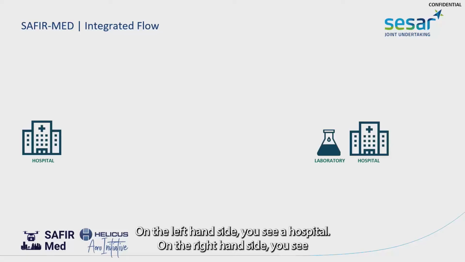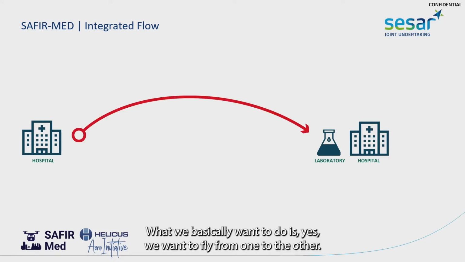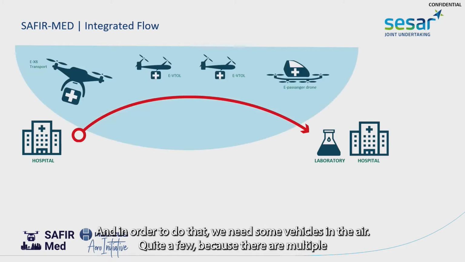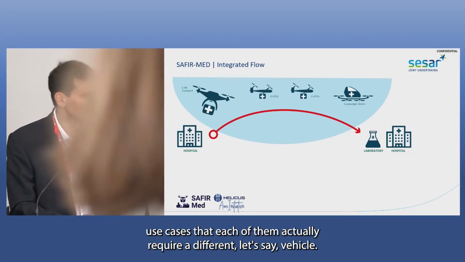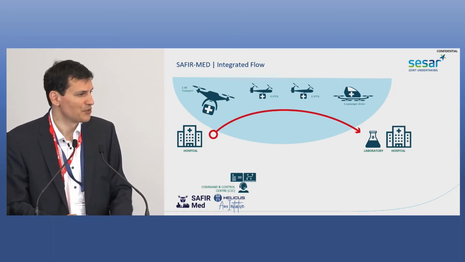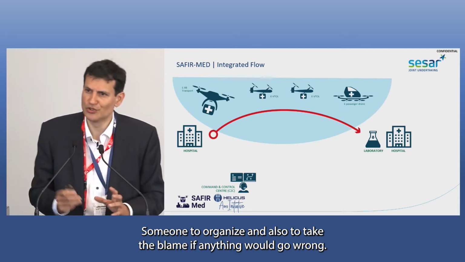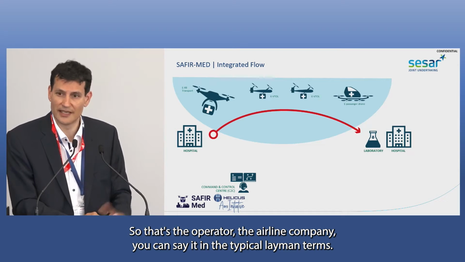The architecture is basically a flow. On the left-hand side, you see a hospital. On the right-hand side, you see some medical technical activities, a laboratory from a hospital. What we basically want to do is fly from one to the other. In order to do that, we need some vehicles in the air, quite a few, because there are multiple use cases that each require a different vehicle. Then you need someone responsible, someone to organize and also to take the blame if anything goes wrong. That's the operator, the airline company, in typical layman's terms.